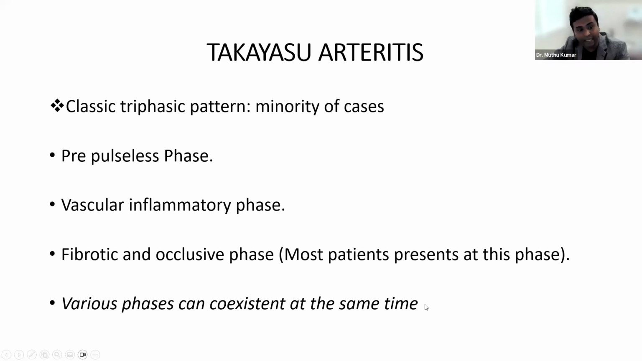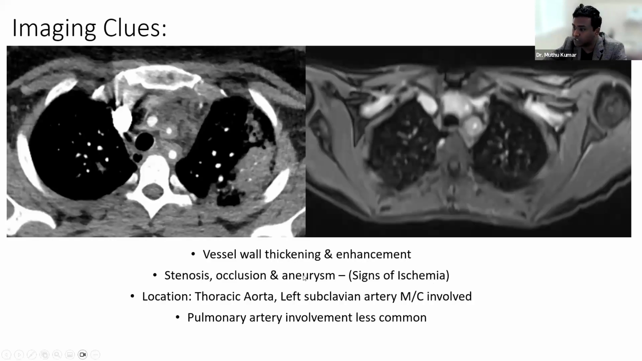And this is exactly the reason why you need surveillance imaging for Takayasu arteritis. That is vessel wall thickening and enhancement, stenosis, occlusion, and aneurysm. When this develops, these patients will have signs of ischemia like claudication pain. And the locations commonly involved are the thoracic aorta and left subclavian.